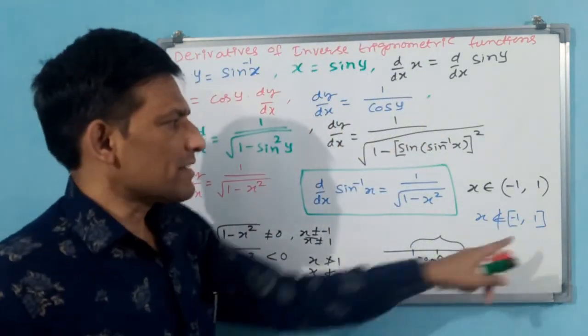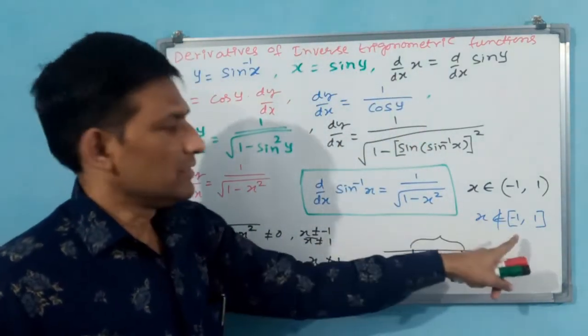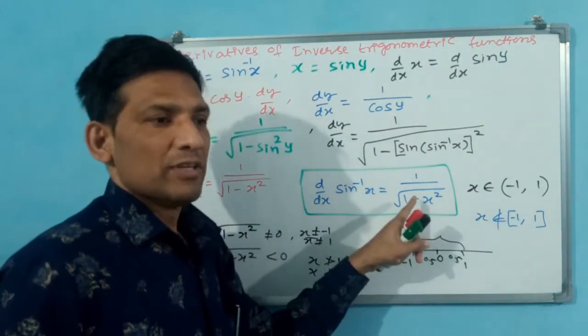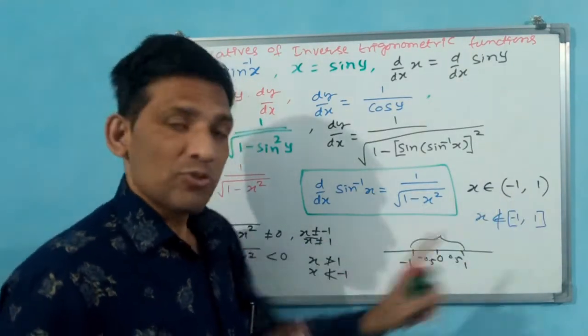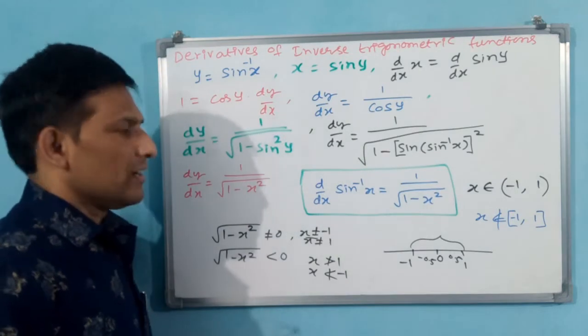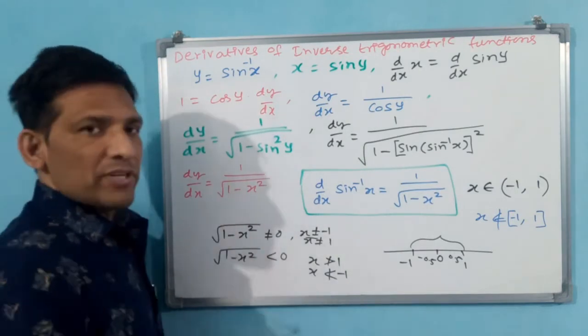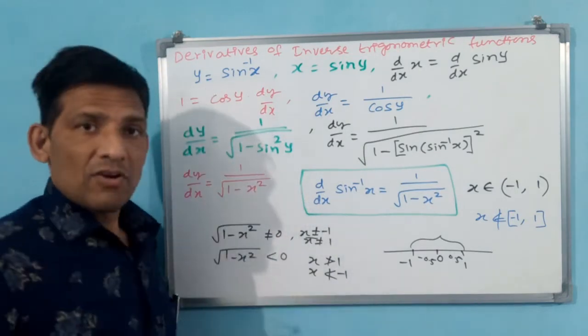Closed bracket, closed interval, means you can give these extreme ends also. Open interval means the extreme ends you should not give. Okay, like that. Let us proceed for d by dx of cos inverse x.